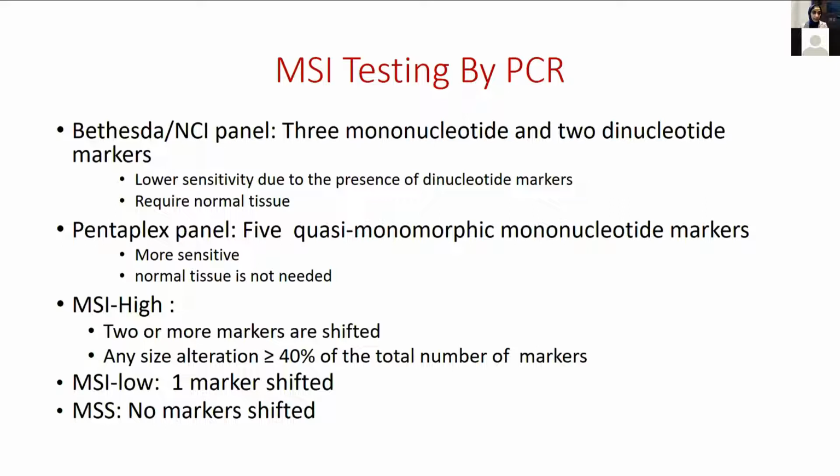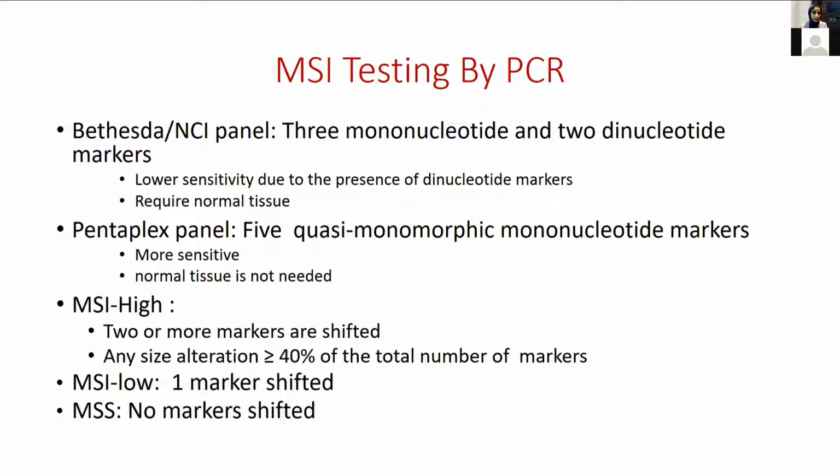MSI testing by PCR, as we have mentioned, will interrogate certain microsatellite loci and will analyze those loci for expansion or contraction by doing fragment size analysis. And there are currently two panels in use, the Bethesda NCI panel and the Pentaplex panel. The Bethesda NCI panel uses 3 mononucleotide and 2 dinucleotide markers, and I would say that the mononucleotide markers are more sensitive than the dinucleotide.